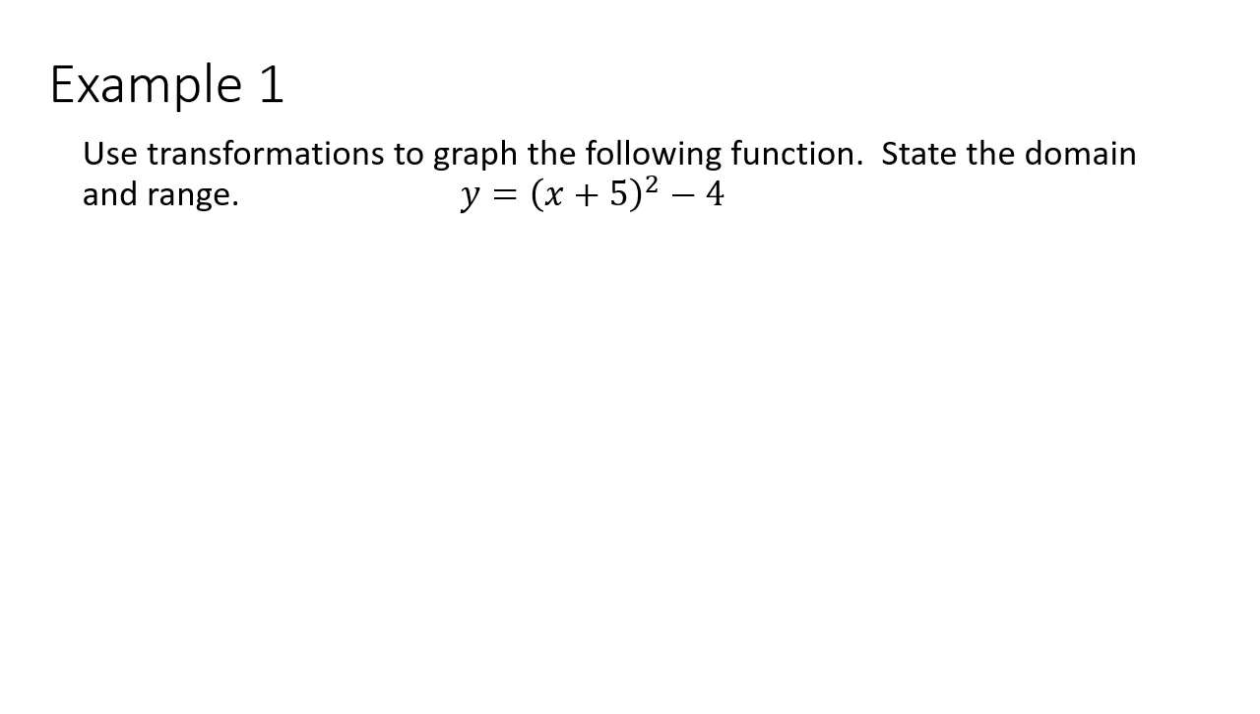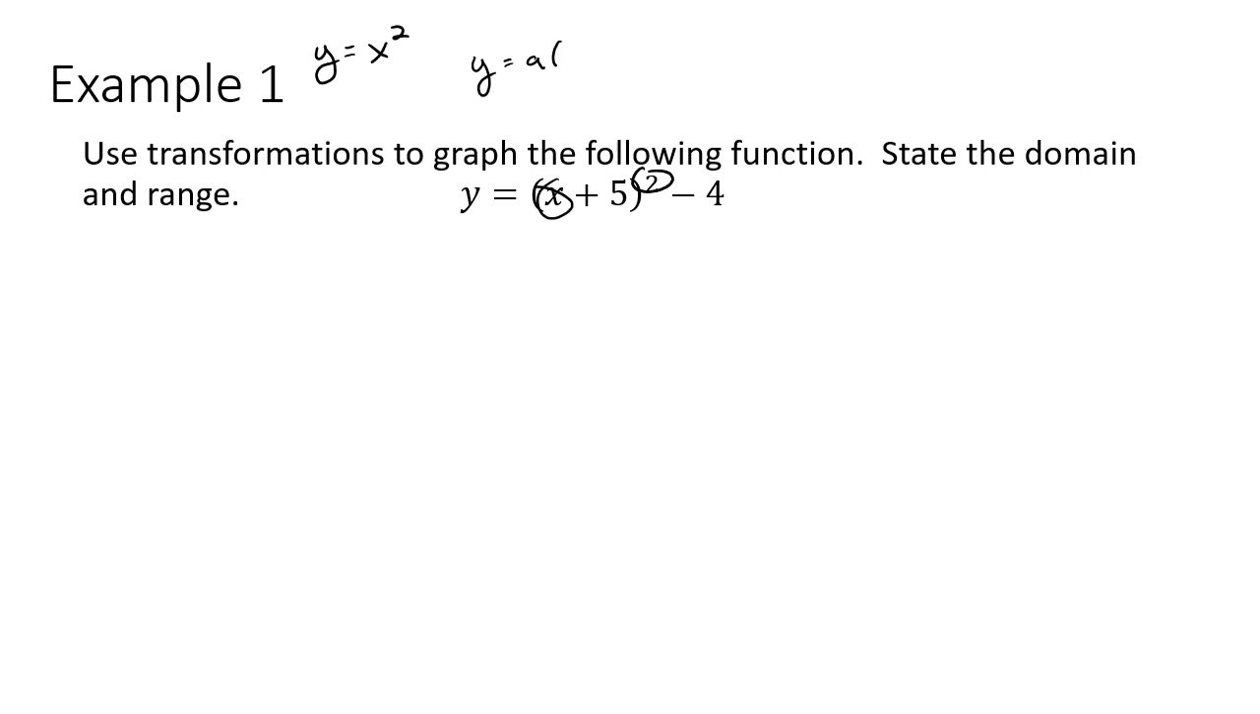All right, so in example 1, we're asked to use transformations to graph the following function. And we've got y is equal to x plus 5 quantity squared minus 4. So first things first, this is a transformation of the base graph of y is equal to x squared.